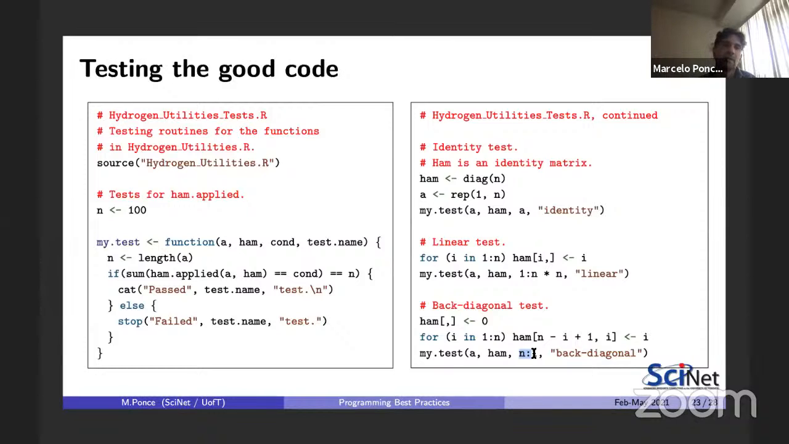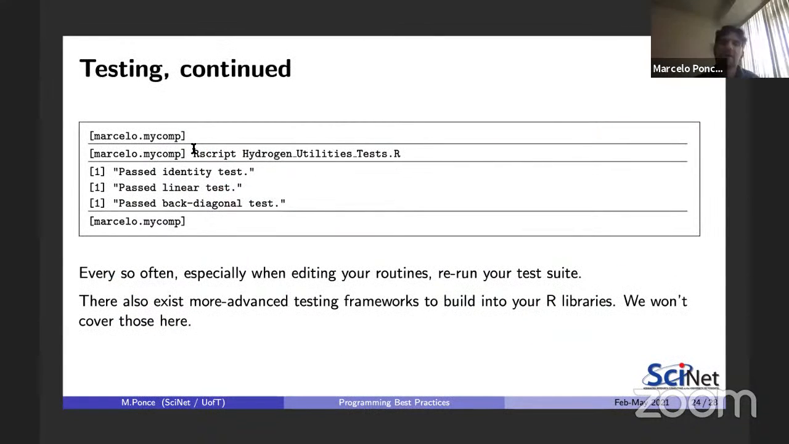Okay, so if we run our script now, this is a way to run our testing script using Rscript, but you could just be sourcing the test script in your R terminal. What it will write is pass identity test, pass linear test, pass back diagonal test. So 3 tests that the function passes. Okay, but again, this is possible because we implemented a modular implementation of the functions that allow us to test that function. Okay, similarly, one could do tests for the energy computation function.